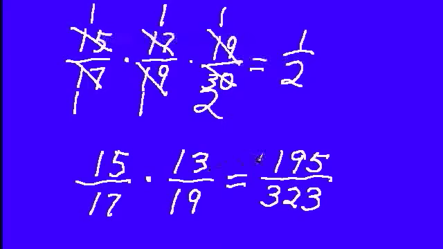Conversely, if you get a result like this after multiplying across and you're wondering if you can reduce it, you can save a lot of work by checking here. 15 doesn't cancel with 17 or 19, and 13 doesn't cancel with 17 or 19. So you know you can't reduce this any further.